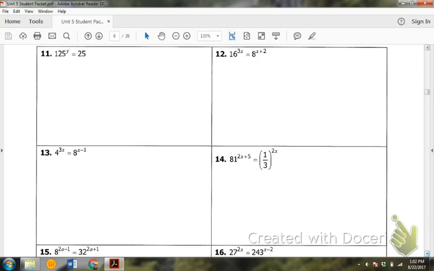Let's look at number 11. Can you change 125 to become a base of 25? Like in your calculator, if you do 25 to the second power, what does that give you? 625. Whoa, we are way above 125. So, you cannot change 125 to be a base of 25.